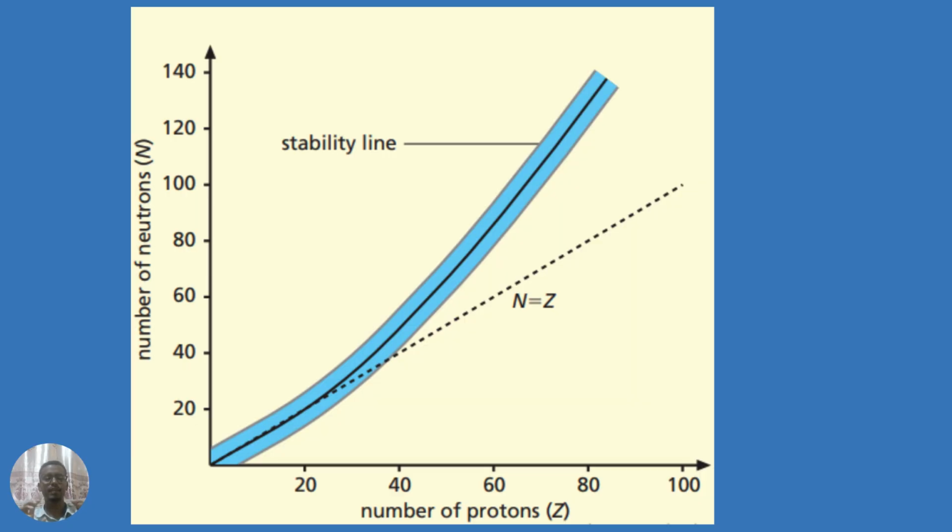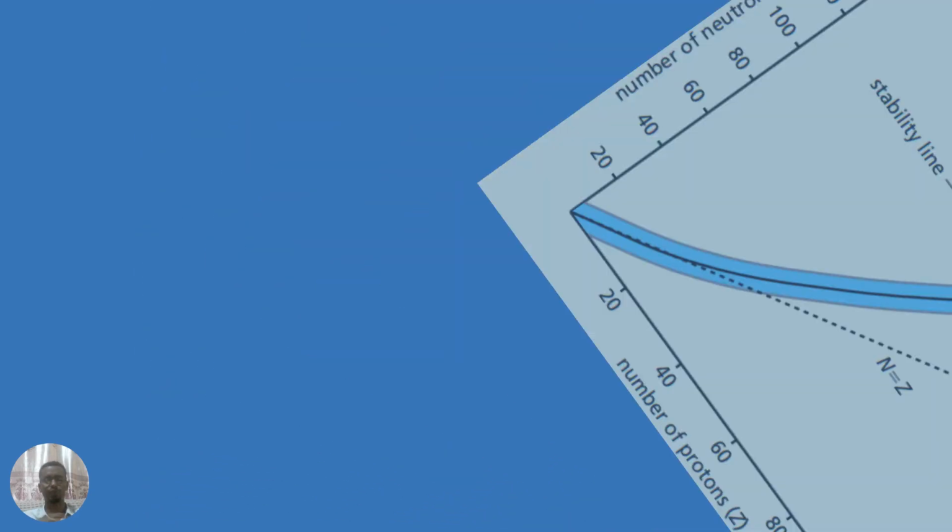But as atomic nuclei increase in size, the number of neutrons must be greater than the number of protons to overcome the repulsive force between proton and proton. So the stability curve curves up toward a larger number of neutrons than number of protons.